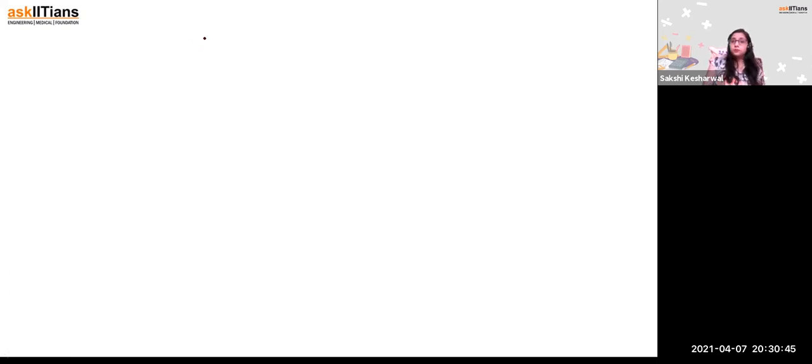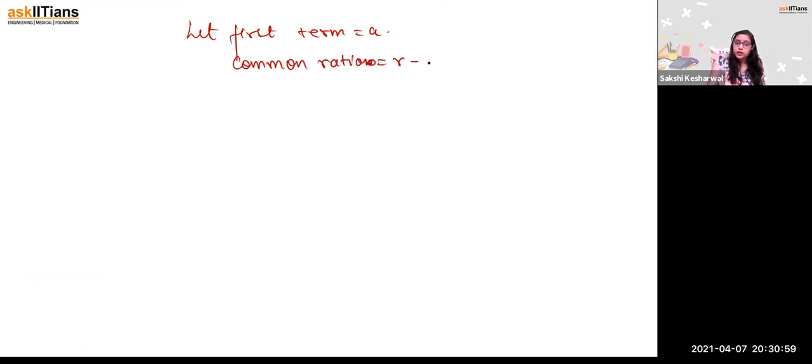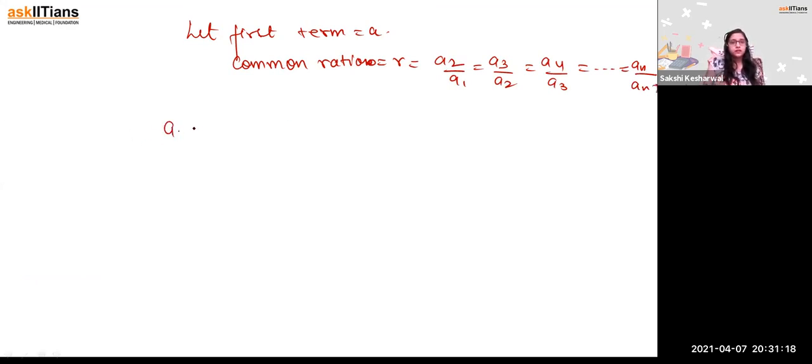Just see, let the first term be A, right? And the common ratio, what is the common ratio? Common ratio is denoted by R, which is equal to A2 upon A1, equal to A3 upon A2, equal to A4 upon A3, and so on, up to An upon A(n minus 1), right? These are equal. So can I say that A1 is equal to A?